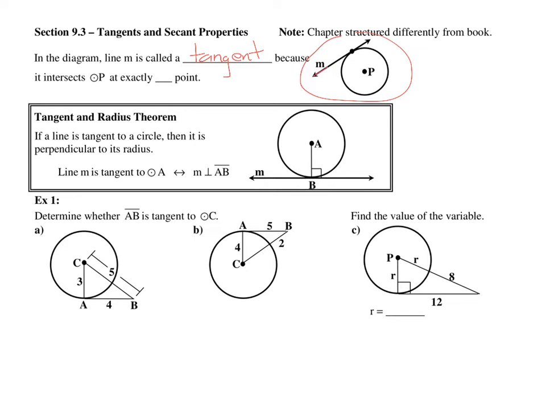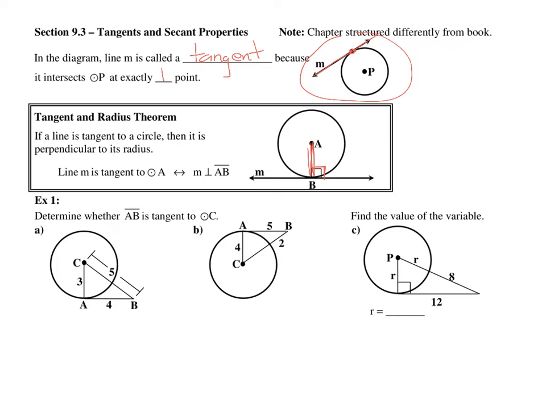When a line just touches one point of a circle, that's known as a tangent line, right? Because it intersects the circle at one point. Now we have a property involving tangent lines, the tangent and radius theorem. If a line is tangent to a circle, then it is perpendicular to its radius. All right, here's the radius, perpendicular.